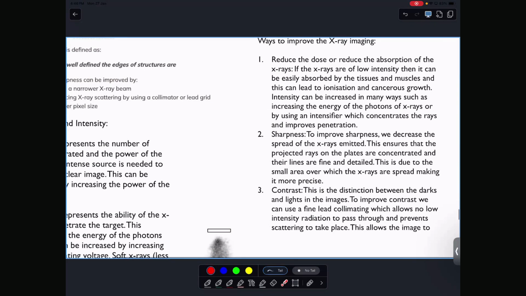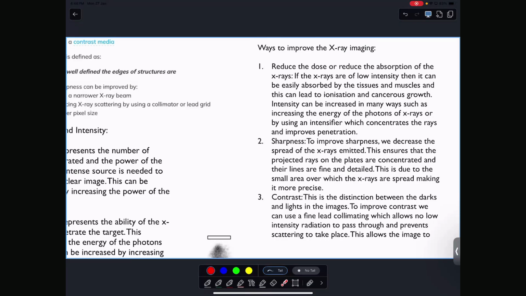Right, let's move on. So, ways to improve your X-ray imaging. Reduce the dose or reduce the absorption of the X-rays. If the X-rays are low intensity, then they can be easily absorbed by the tissues and muscles, and this can lead to ionization, as we mentioned. Intensity can be increased in many ways. One of them is to make your photons more energetic, or what can you do? You can bring it closer.